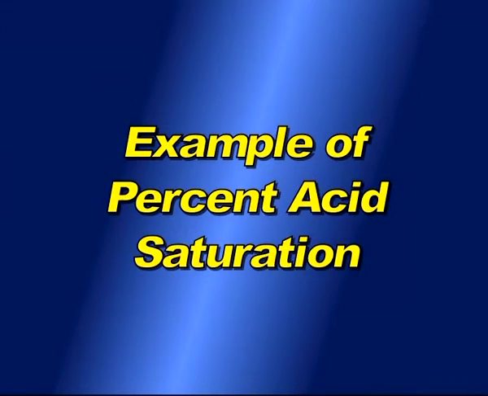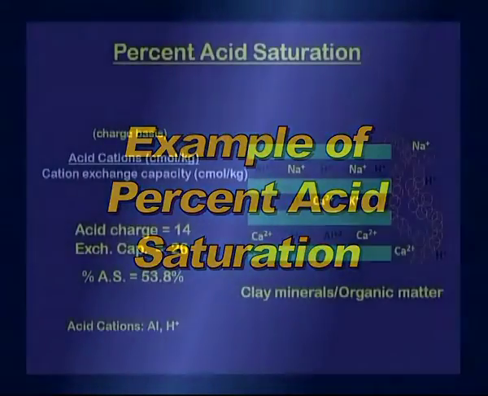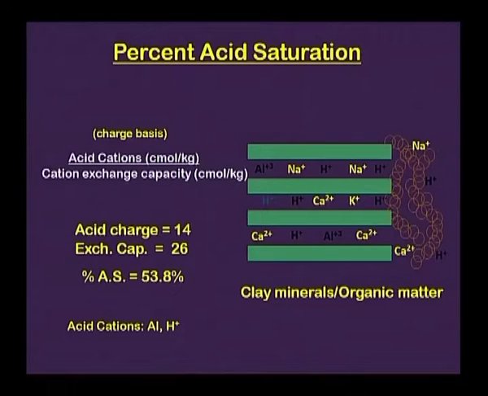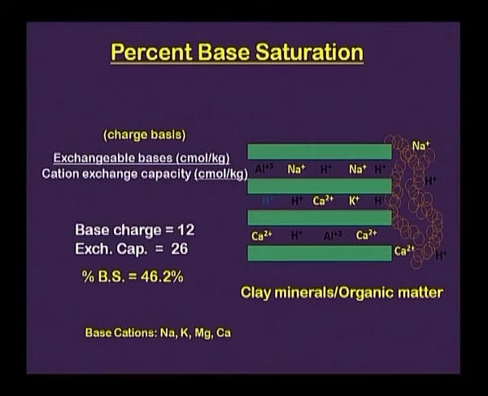This is the example of percent acid saturation. In percent acid saturation calculation, the acidic cations, that are aluminum and hydrogen, in centimole per kg soil divided by cation exchange capacity of soil gives the percent acid saturation. The acid charges in this example are 14, the CEC is 26, so the resulting acid saturation is 53.8%.